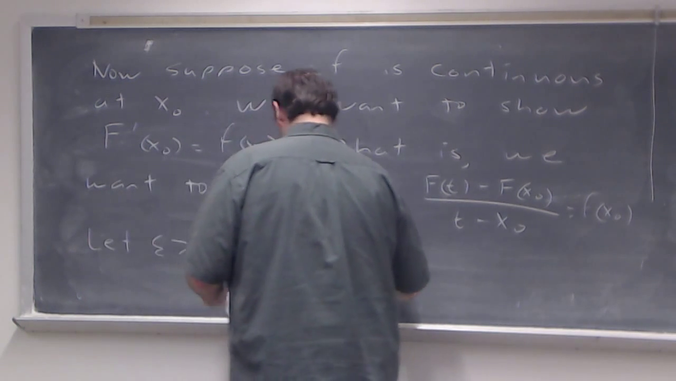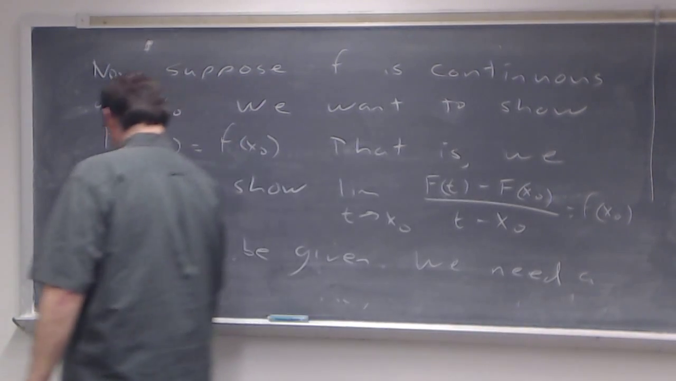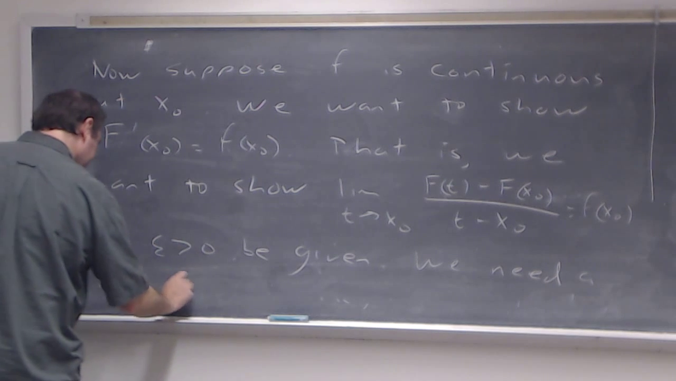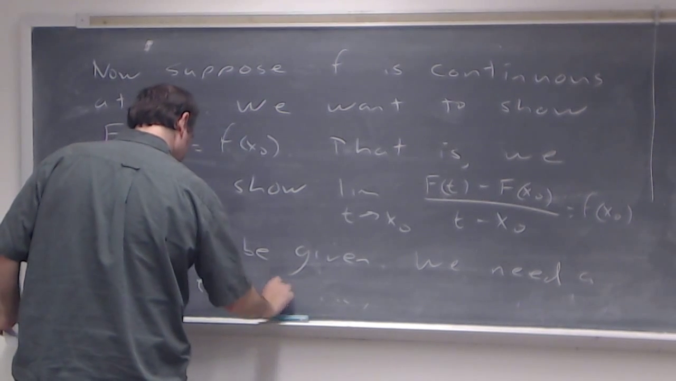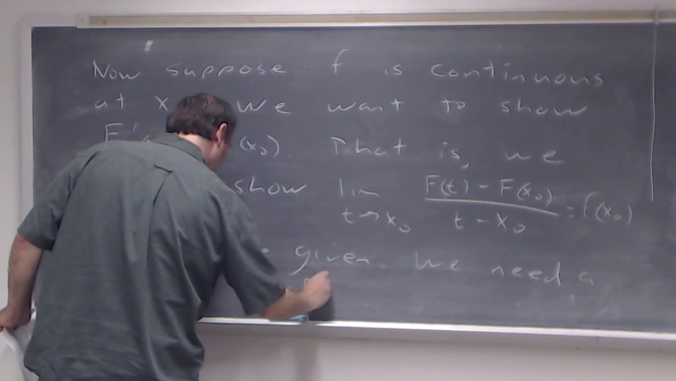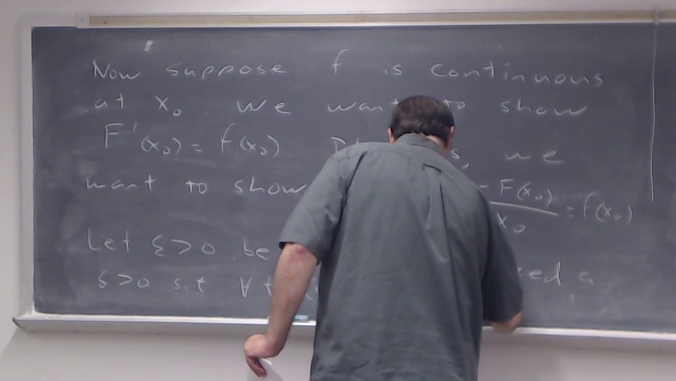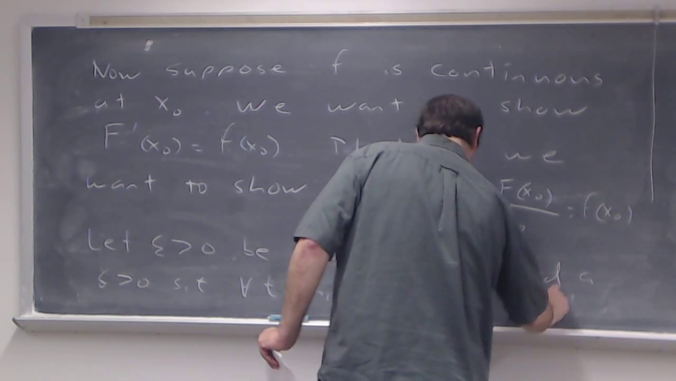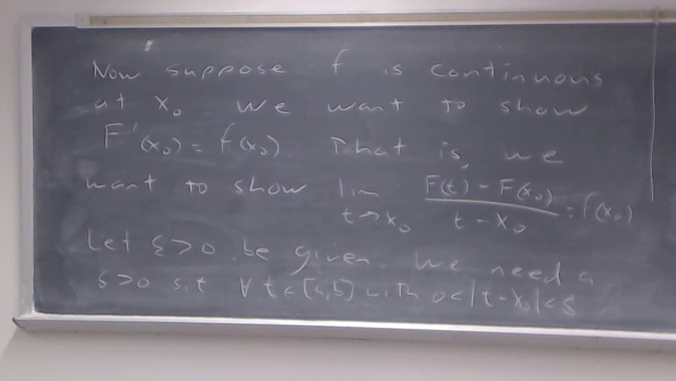Okay. And what we need is a delta bigger than 0, such that for all t, element of a to b with 0 being less than the absolute value of t minus x naught being less than delta. This is the definition that we use for a limit of a function, for a real valued function in R. So R is our metric space.